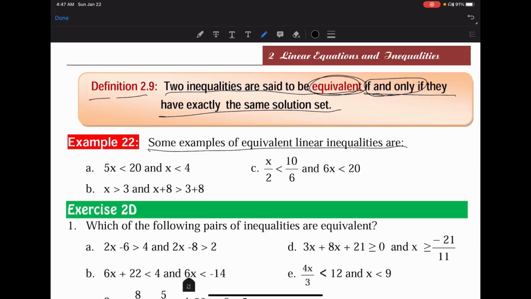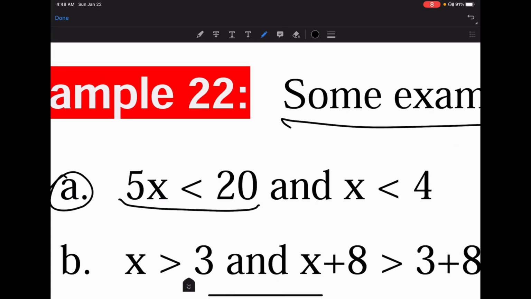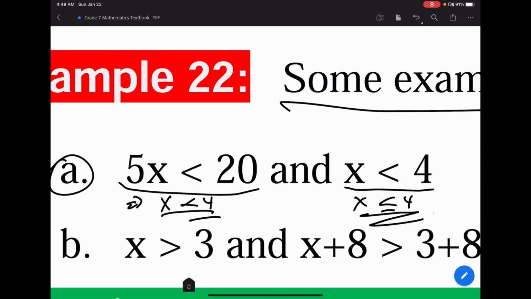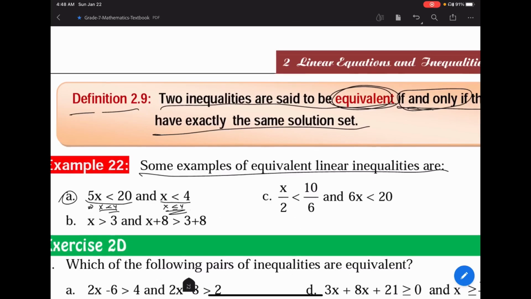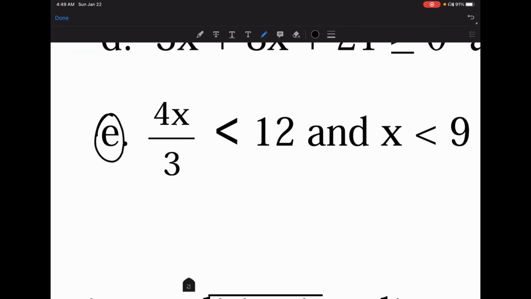Some examples of equivalent inequalities: looking at 5x plus 20 and this inequality, we call them equivalent inequalities. Why? The solution set of the first one: 5x is less than 20 means, multiplying both sides by 1 over 5, 20 over 5 gives 4, so x is less than 4. Here too, x is less than 4. They have the same solution set, so we call them equivalent inequalities.